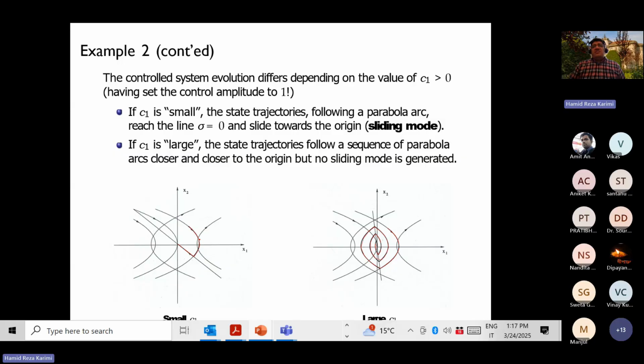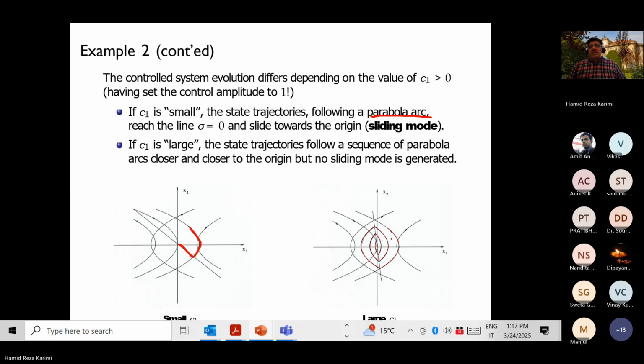And then they have a sliding mode toward the origin. Then they can reach the surface. So at any time they can reach the surface, and then have some sliding motion along the surface. Of course, before that they are following some parabola arc. They are following such a shape, for example, something like this, and then they go to the origin.